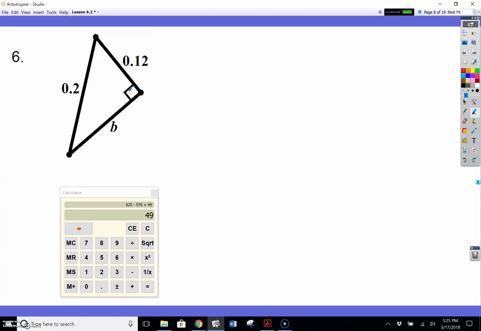All right, so one more time, this triangle is kind of bent or tilted, so it might be kind of confusing. What are my values? So just a quick reminder, across from my right angle is the hypotenuse. That's my c value, that's the longest side. So I'm going to have an equation that looks like 0.12 to the second power plus b to the second power equals 0.2 to the second power.